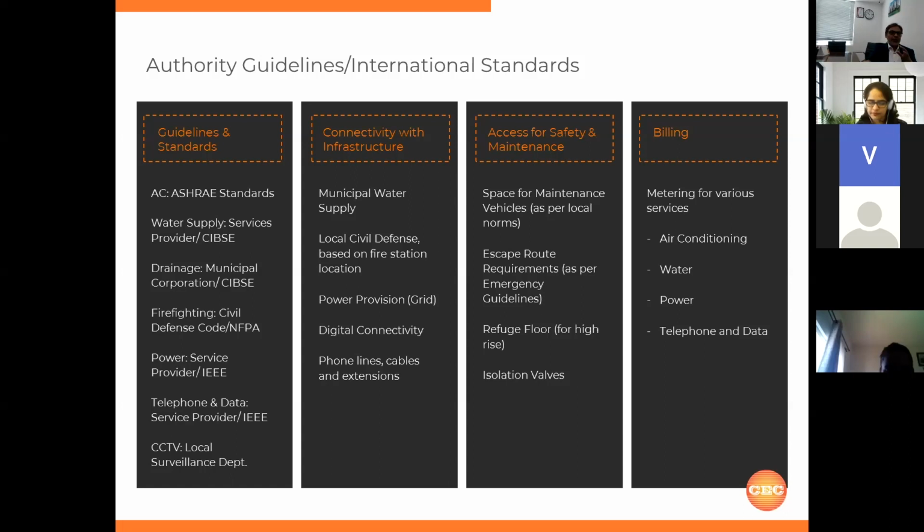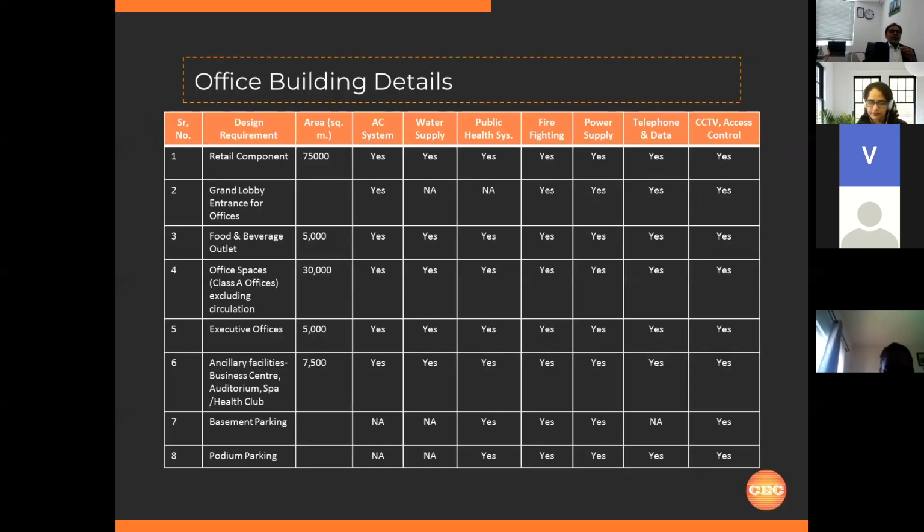And as we discussed about metering, we have mapped the details which were provided to us as to what the components are and what services will be applicable. So in retail, we are talking about almost everything being applicable. But when we talk about the entrance lobby, which is a grand entrance lobby, we need not have water supply and drainage over there. So similarly, we go through each aspect and notify what sort of services are required. Once we get this basic matrix, then we go further with the calculations.